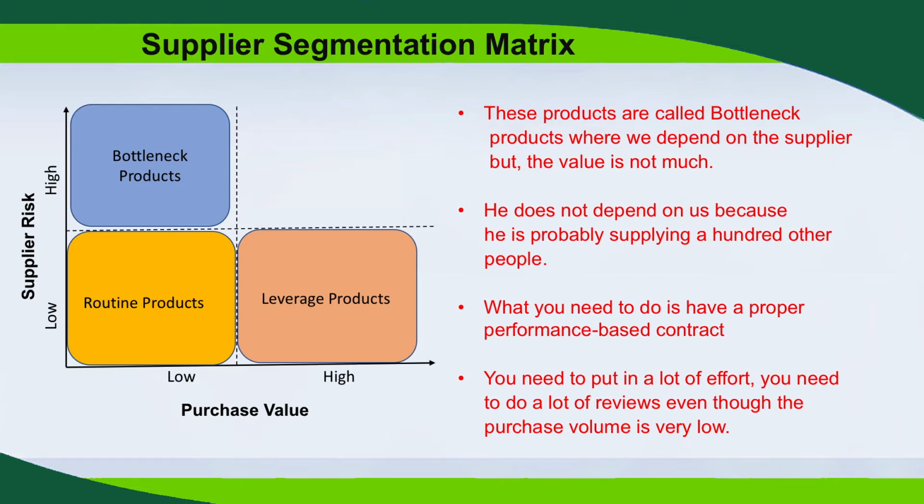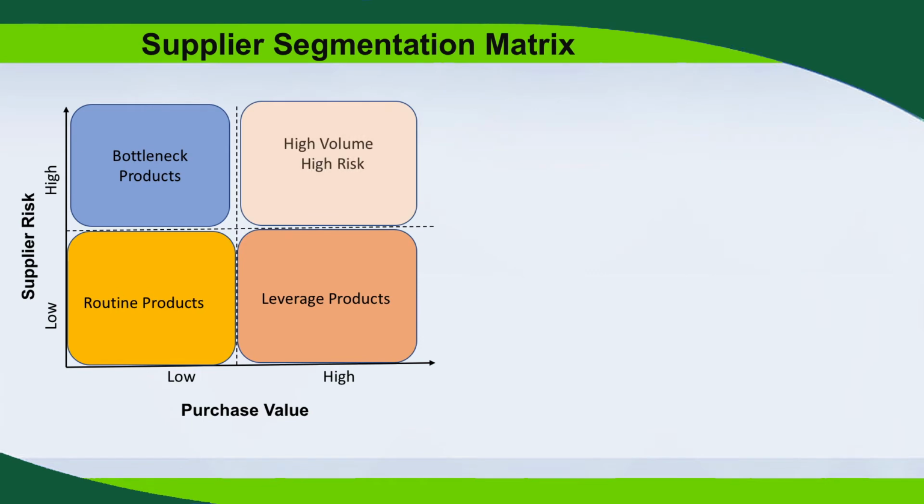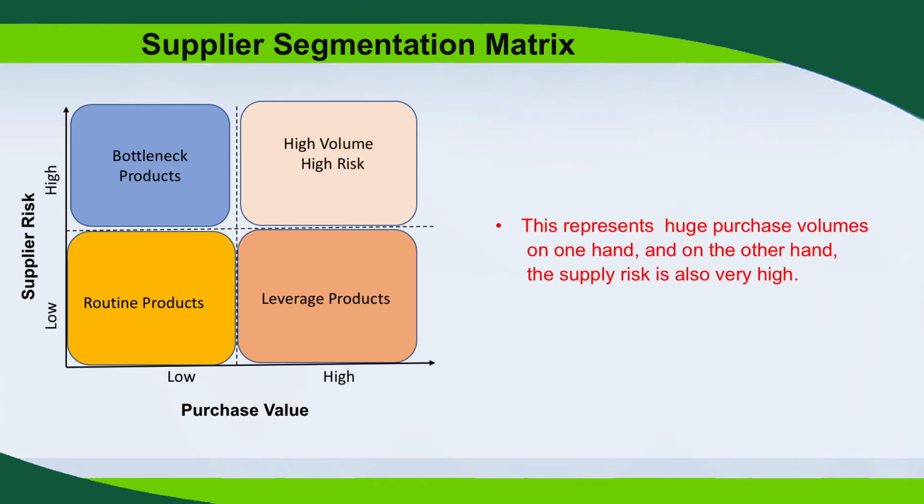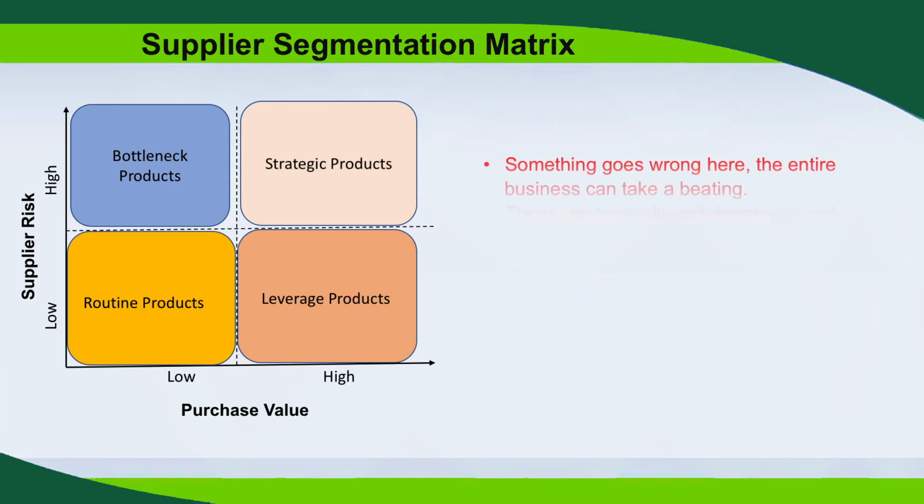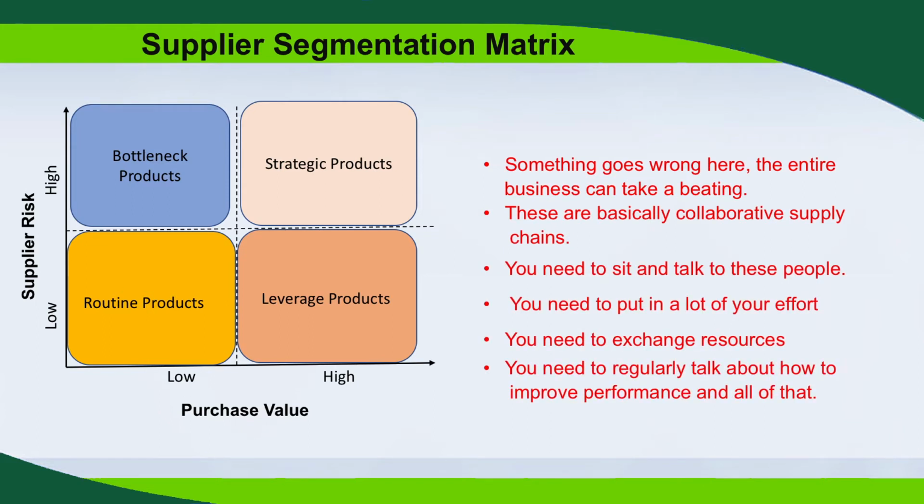Finally, we move to the last quadrant. Now, this quadrant is a very dicey quadrant. We have huge purchase volumes on one hand, and on the other hand, the supply risk is also very high. So that means if something goes wrong here, your entire business can take a beating. So these are basically collaborative supply chains. You need to sit and talk to these people, you need to put in a lot of your effort, you need to exchange resources, you need to regularly talk about how to improve performance and all of that.